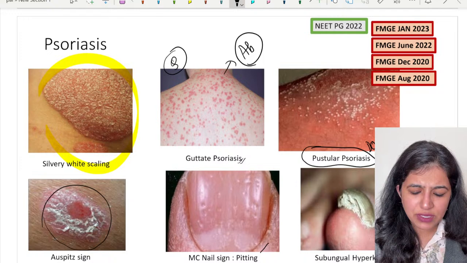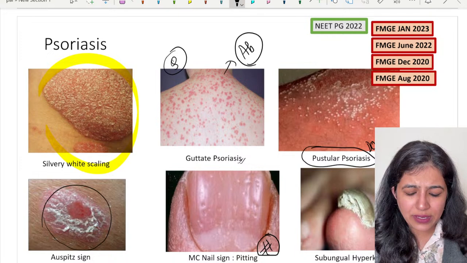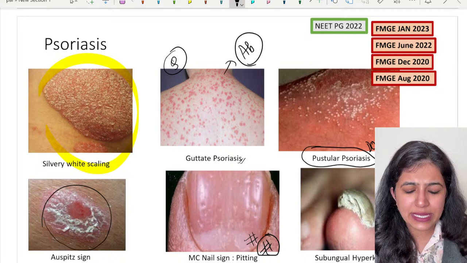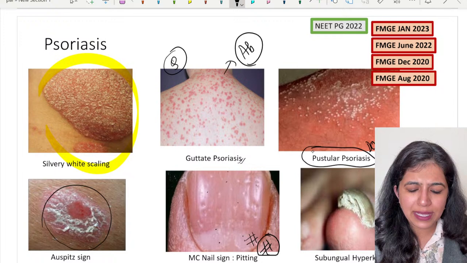Then we have this image of the nail. This question has been asked in the exam. Somebody asked me initially, where is irregular pitting seen? Irregular pitting is seen in a psoriatic nail. So here you see pits are arranged irregularly on the nail surface. So this is nail pitting in psoriasis.